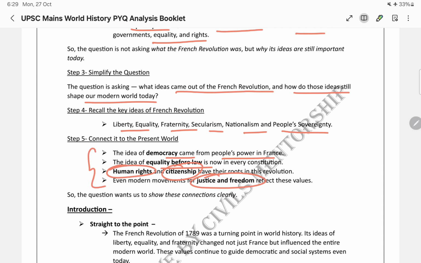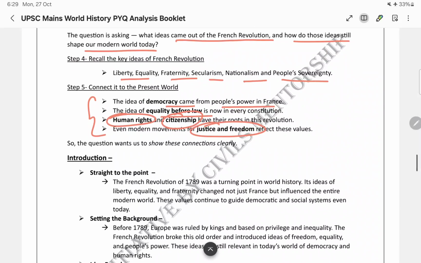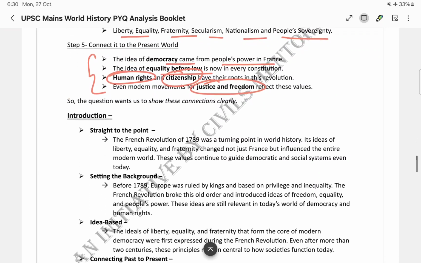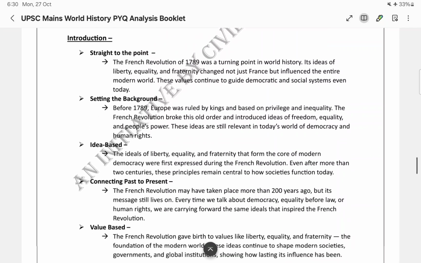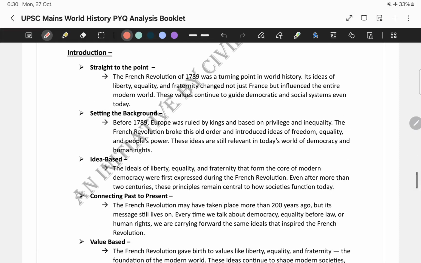Now, I hope you understood what the question is basically asking for and how you can decode this particular question. Now, let me give you some ways how you can write your introduction. You can pick the style that suits you best. So, first of all, how can we write our introduction? It's simple, straight to the point.